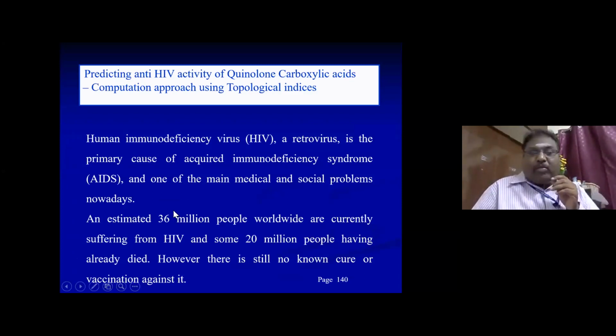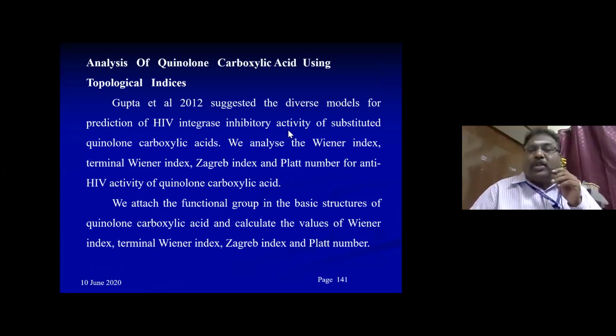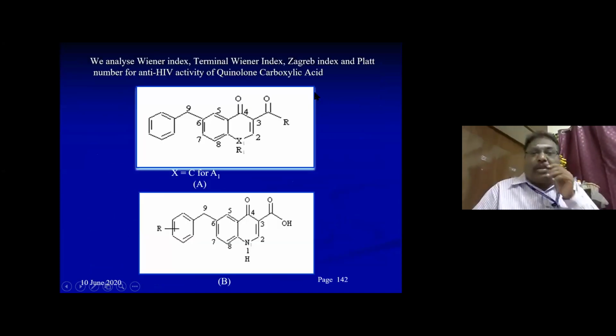Okay, here we had plenty of loss due to this HIV, and the analysis of this quinolone carboxylic acid using topological indices. This is Gupta et al. Of team 2012, they suggested a diverse model to predict the HIV integrase activity on a person, how it activates. So in that way, this is the main structure of this quinolone carboxylic acid, the anti-HIV activity. Fine. So R is the radical here in the structure.